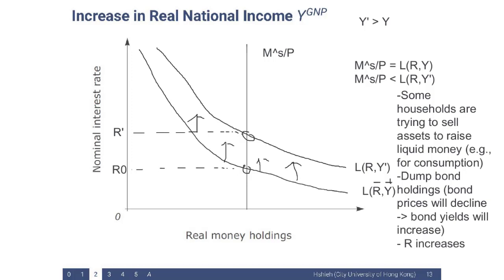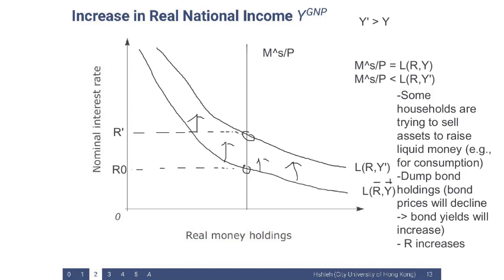Which means bond yields will increase. Therefore, R increases. All right, so maybe some of you may not be convinced about dumping bond holdings.